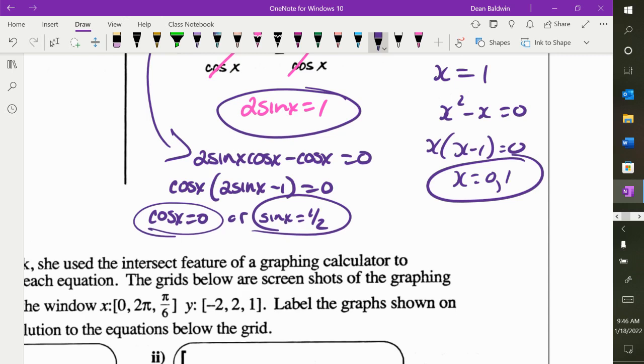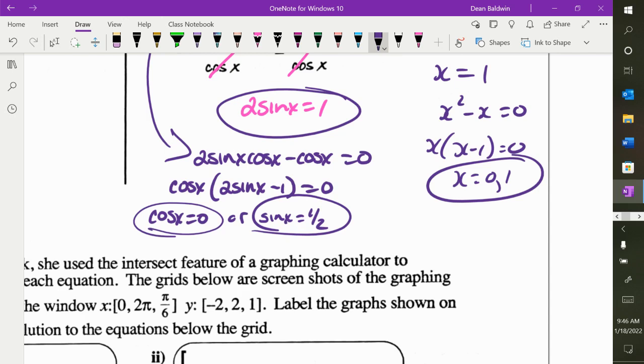Want me to say that again? Because I guarantee you're going to have a question like this on your test. Do not divide off a function and make it disappear. You can divide numbers off and they can go away. Do not divide functions off. All right?